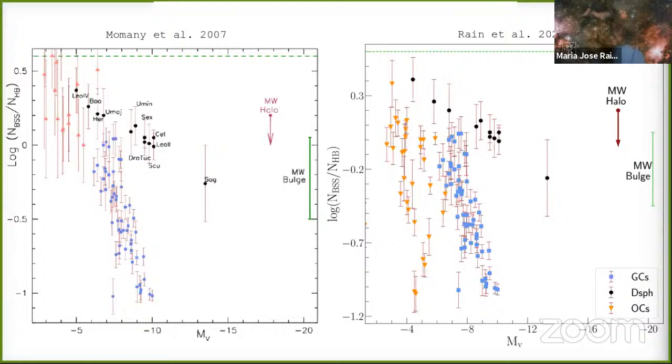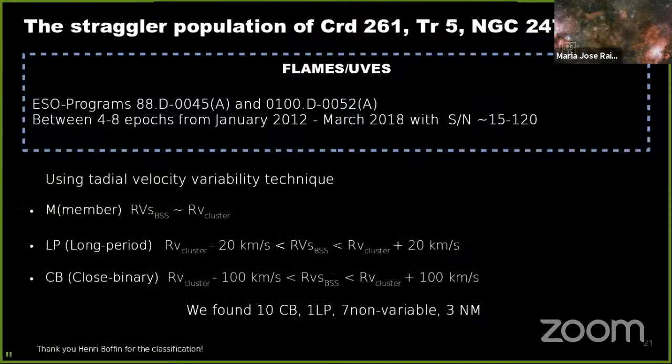When plotting the blue straggler specific frequency, the figure shows two general trends. Open clusters follow a distribution similar to the distribution of the globular clusters. They have similar frequencies but at different luminosities, and the distribution of open clusters seems to be split in two groups. One exactly follows the globular cluster distribution, and another one is significantly detached towards lower specific frequencies.